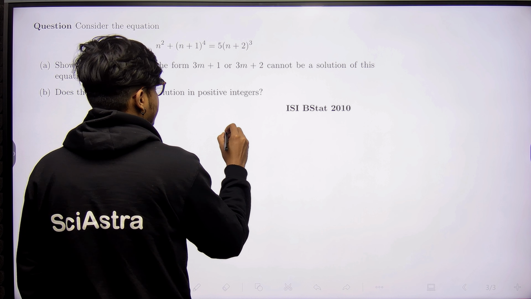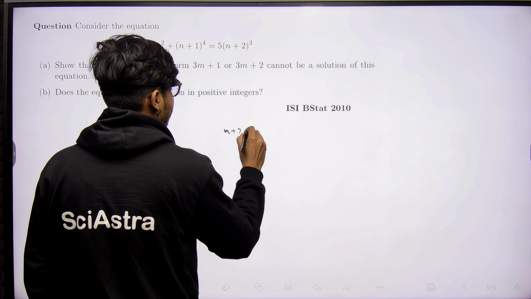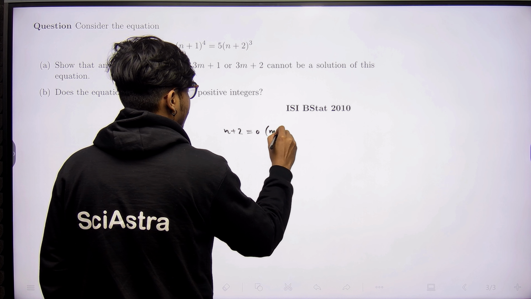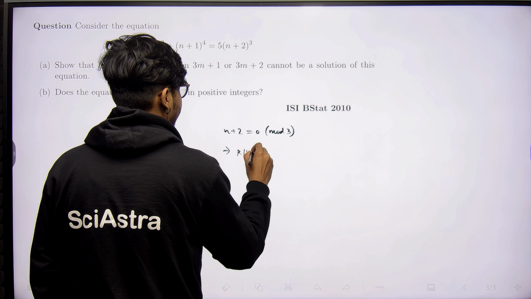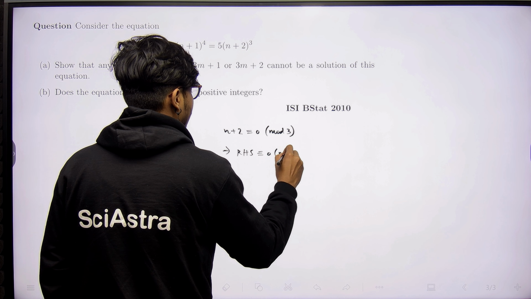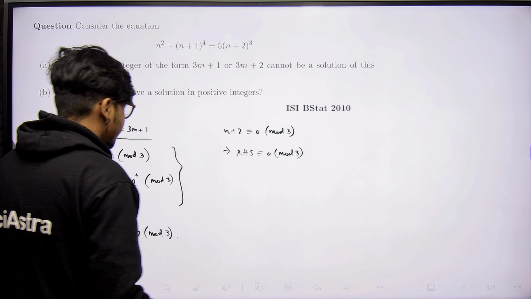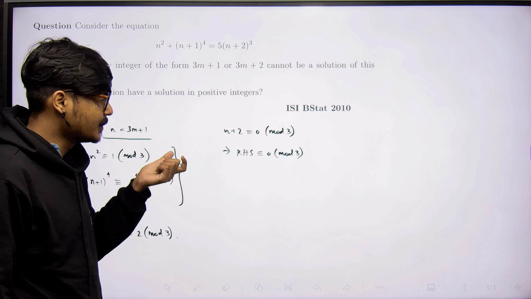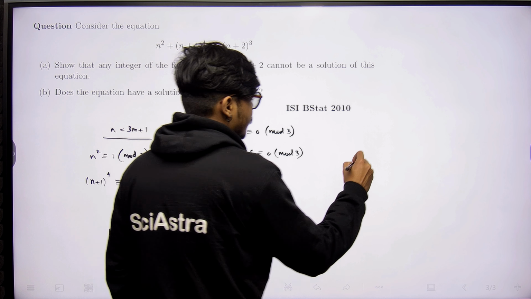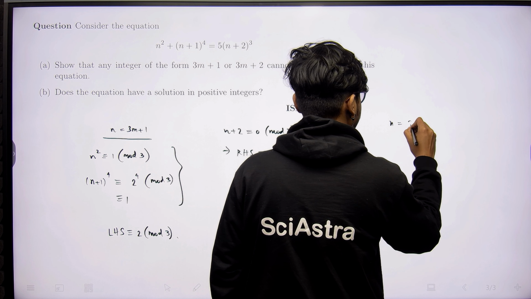Now coming to the right hand side, n + 2 is going to be congruent to 0 mod 3, right? Which implies that the right hand side is congruent to 0 mod 3. Since the left hand side and the right hand side leave different remainders, obviously if n is of the form 3m + 1, it cannot be a solution. Now similarly, let's look at the case where n = 3m + 2.